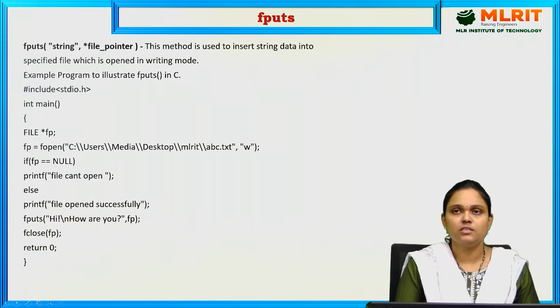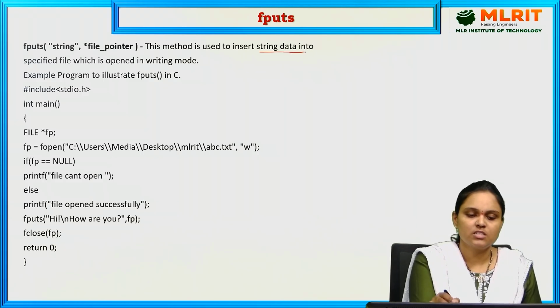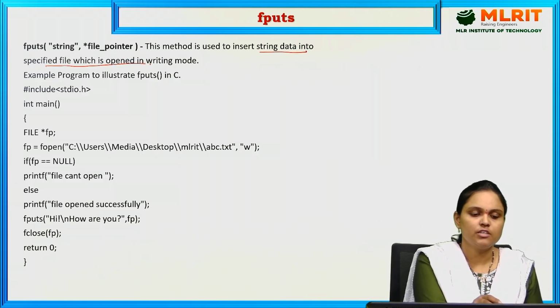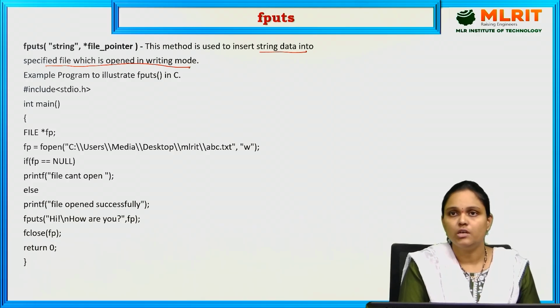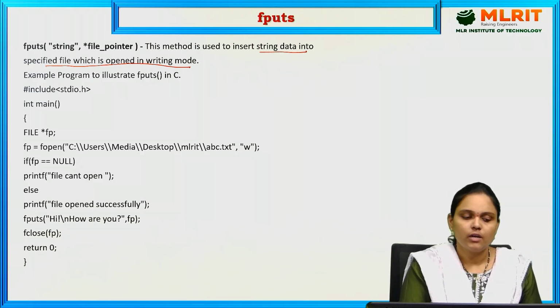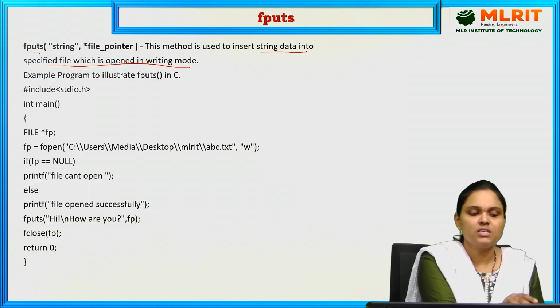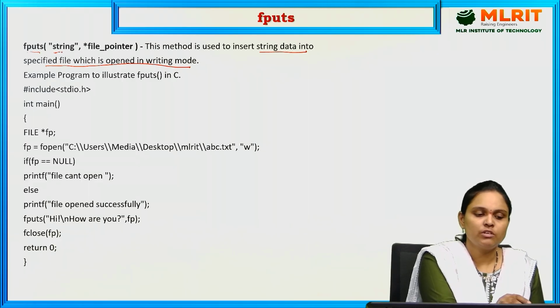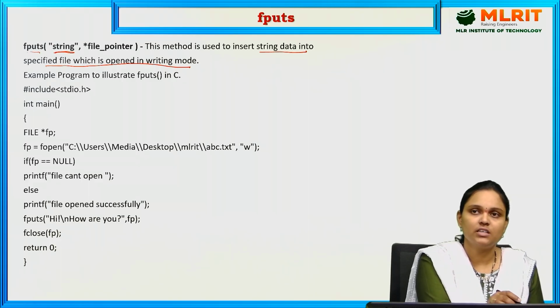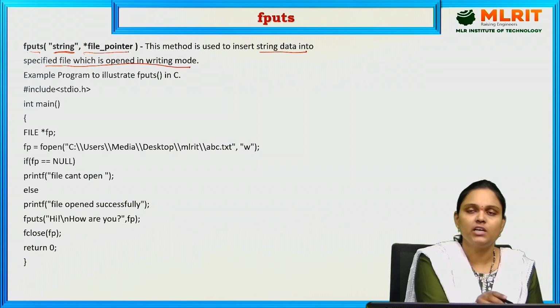And the next one is the fputs function. Coming to this fputs function, it is used to insert string data into a specified file when it is opened in writing mode. So fputc is used to write a single character, fputs is used to write a group of characters, which is nothing but a string. The string we are writing inside the file. And coming to the syntax, fputs is my function, and next the string, whatever characters you want to write, you can give inside the inverted quotes, and next where you are writing, that file is mentioned by the file pointer name.